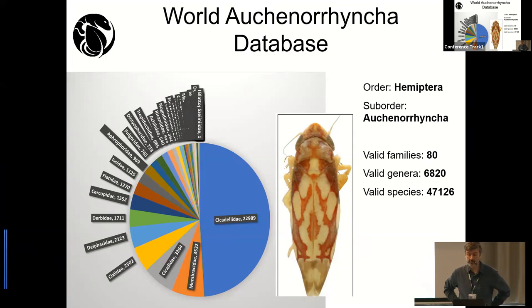And this is a large group in general. It belongs to the order of Hemiptera and currently includes 80 families, almost 7,000 valid genera and 47,000 valid species. That's the division by the families.